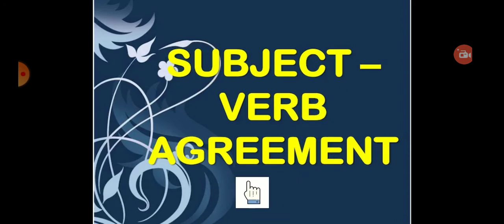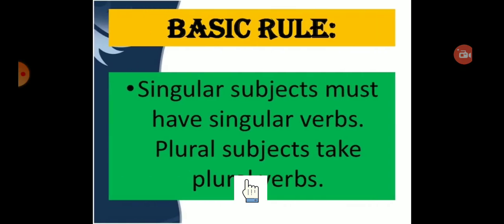So let's start with another slide. What does it say about subject and verb agreement? Here first we are going to see the basic rule. So student, do you know, singular subjects must have singular verbs. Plural subjects take plural verbs. So it is a very basic rule of subject and verb agreement.